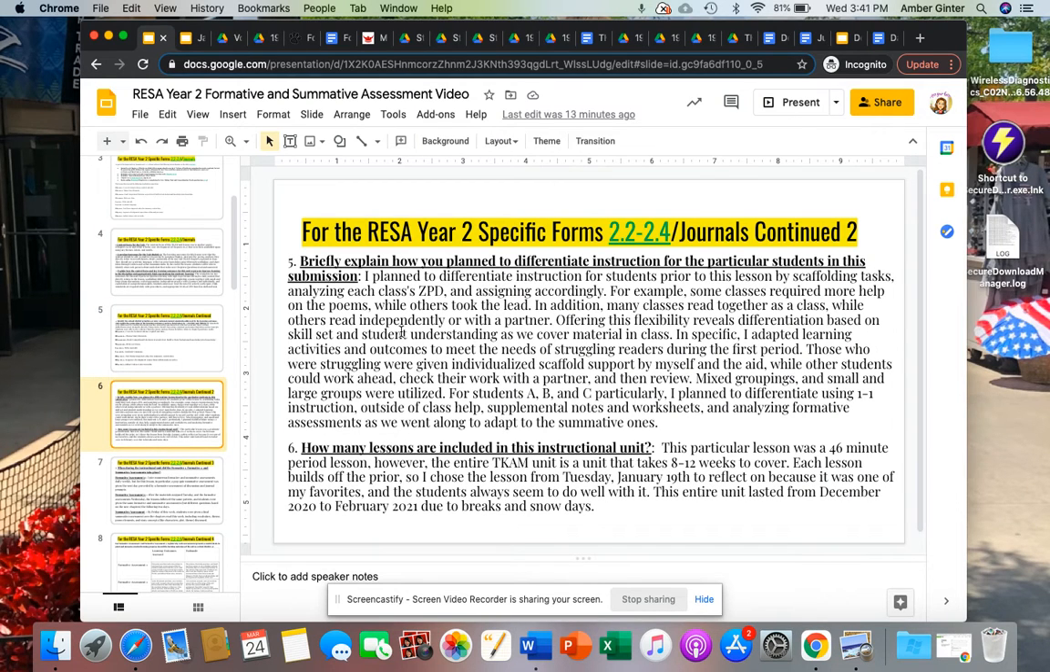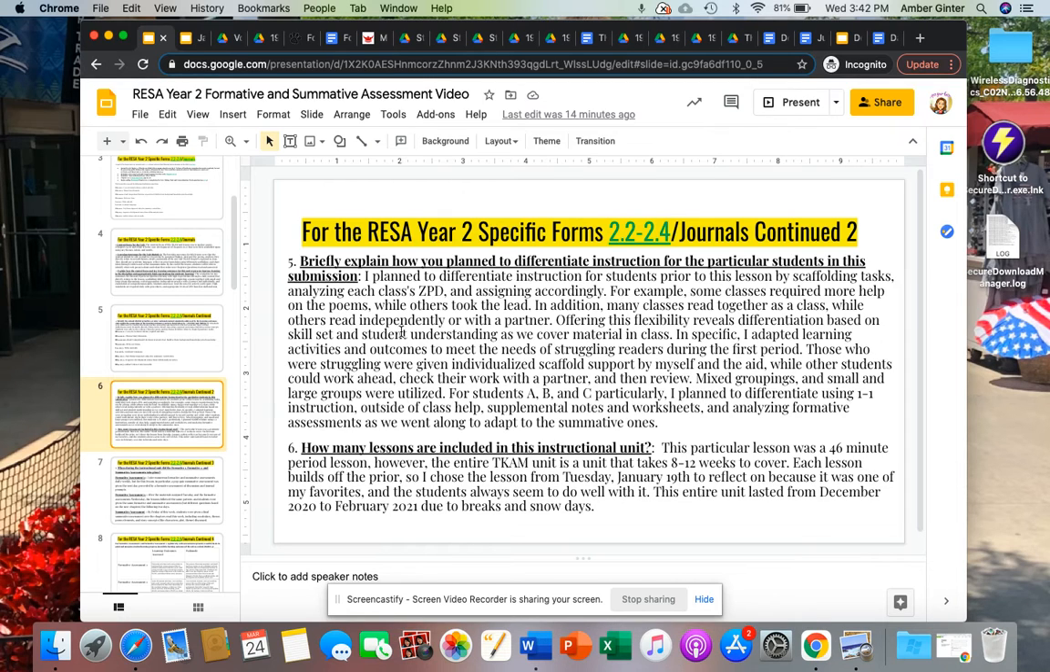So I want to briefly explain how I plan to differentiate instruction for the students. So we had to choose A, B, and C. And so normally I do this by scaffolding tasks, analyzing each class's ZPD, which may differ drastically. My first period has numerous IEP 504s, whereas I have classes that have much higher intellectual thinkers. And so that would be addressed in a different manner. So, for example, some classes required more help, others took the lead.